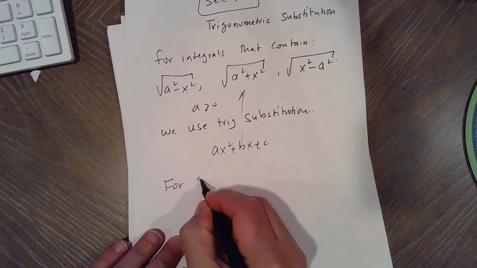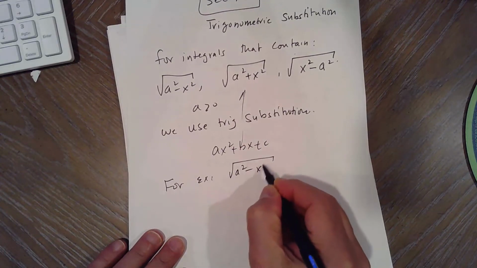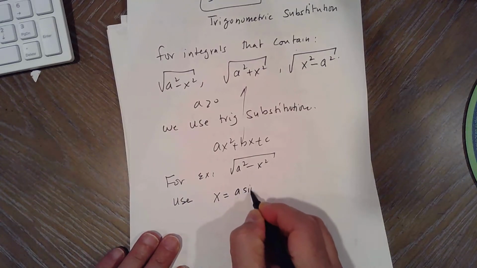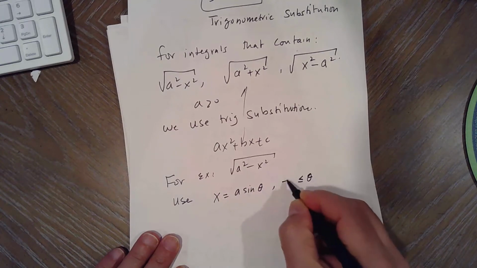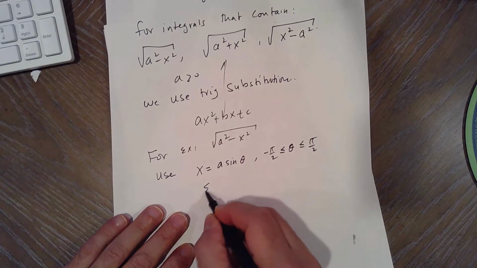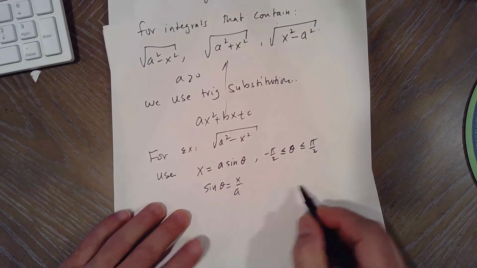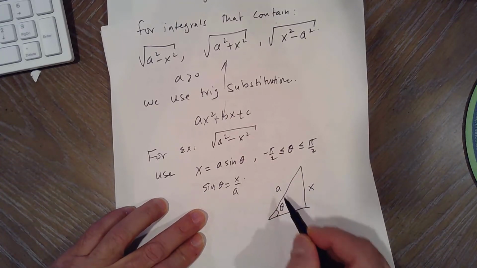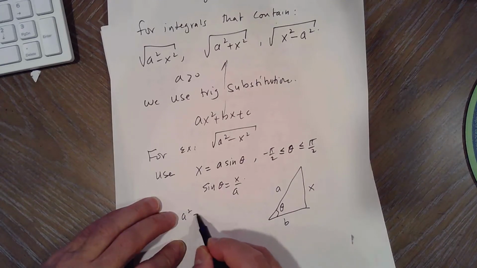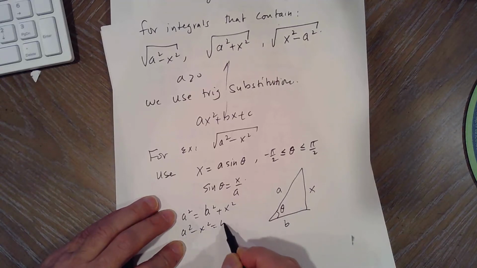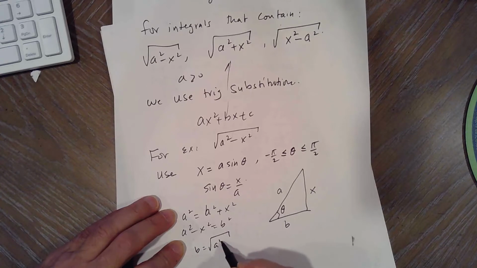For example, if you have square root of a squared minus x squared, we use the substitution x equals a sine theta, and theta has to be between negative pi over 2 and pi over 2. We have to have the restriction. You will see why in a second. So this means that sine theta is x over a. If you put that in a triangle, theta, opposite, hypotenuse, using the Pythagorean theorem, a squared minus x squared equals b squared. So b is square root of a squared minus x squared.